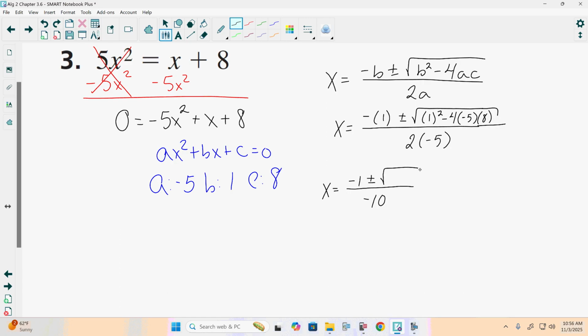What is the likelihood that we're going to have a common factor that's going to simplify on top and bottom? Probably not, because negative 1 and 10 do not have a common factor other than 1, so that's not going to reduce. Now the next thing we need to do is type everything inside that radical into the calculator. So we're going to do 1 squared minus 4 times negative 5 times 8.